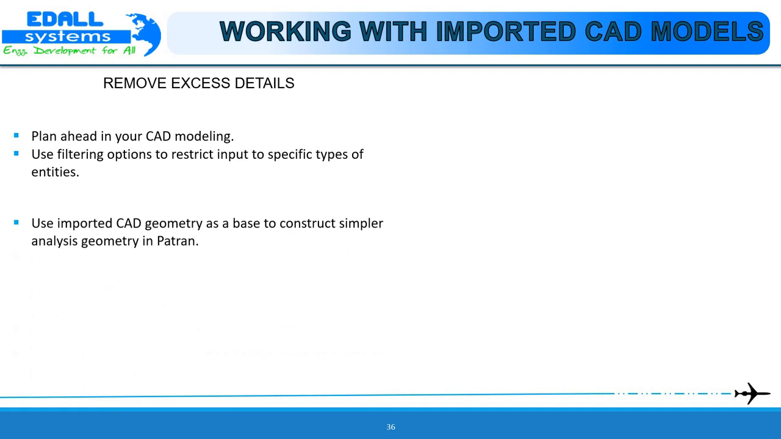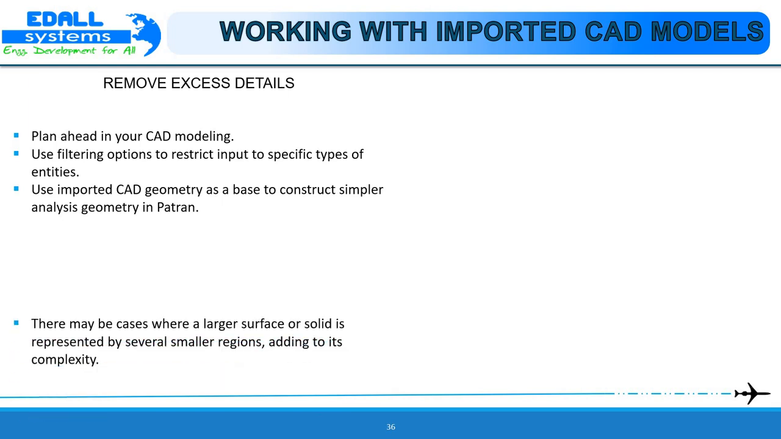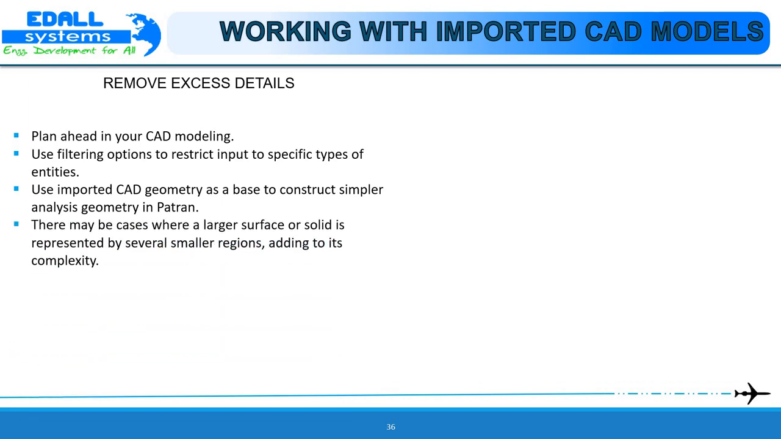Use imported CAD geometry as a base to construct simpler analysis geometry in Patran. Here the vertices, curves and bounding surfaces of the original CAD model are used as a basis for constructing geometry using features available in the Patran geometry menu option. There may be cases where a large surface or solid is represented by several smaller regions, adding to its complexity. You can select Create Surface Trimmed and Create B-Rep to simplify complex geometry by chaining it on outside edges or faces.